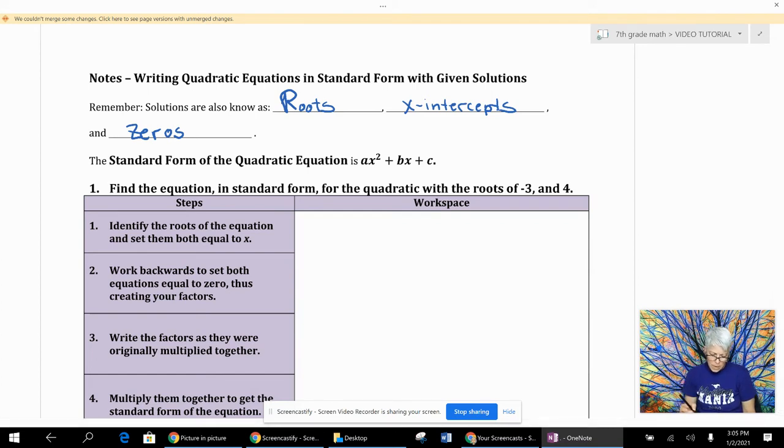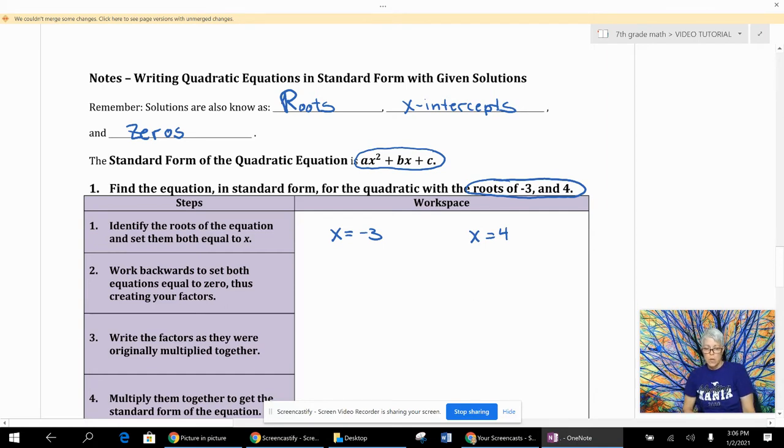So here we have, let's just remember this equation. We're going to try to get to that equation right there with just some solutions. So let's see. It says that these are the roots or the solutions or the x-intercepts, whatever you want to call them. And so first we're going to identify them. There they are. That's step number 1. And then it says that we're going to set both of them equal to x. So we already know that the roots are the x's. So we have x equals -3, x equals 4. So I set them to x.